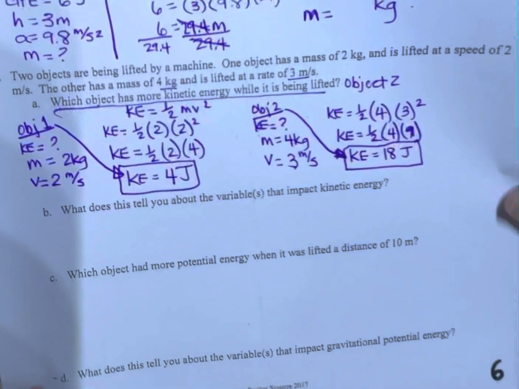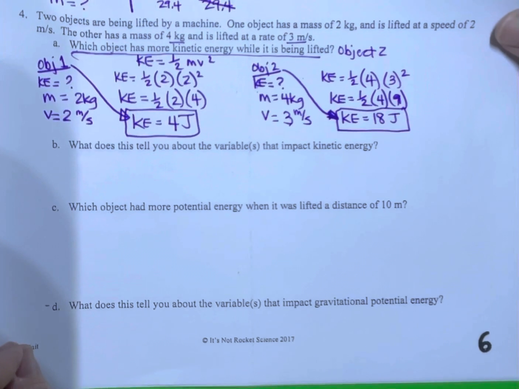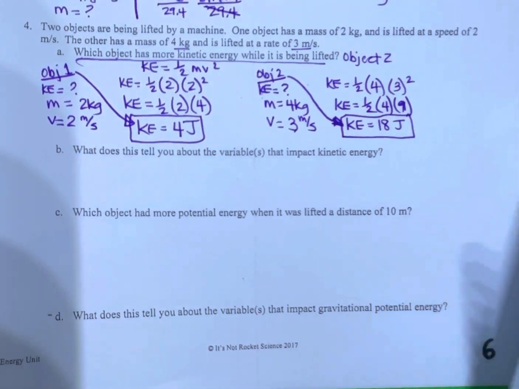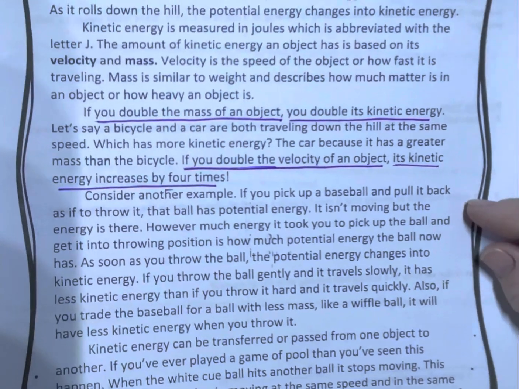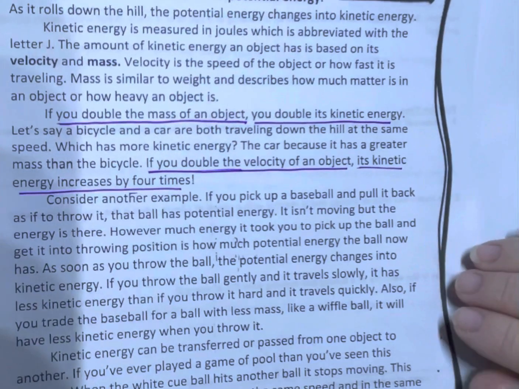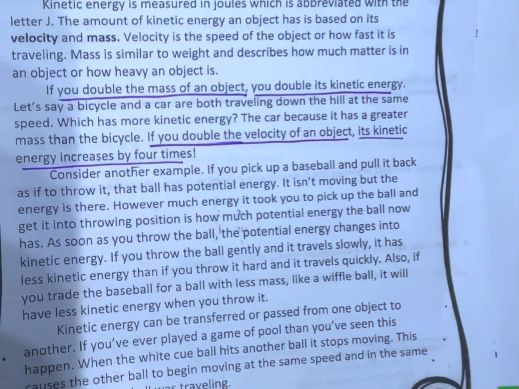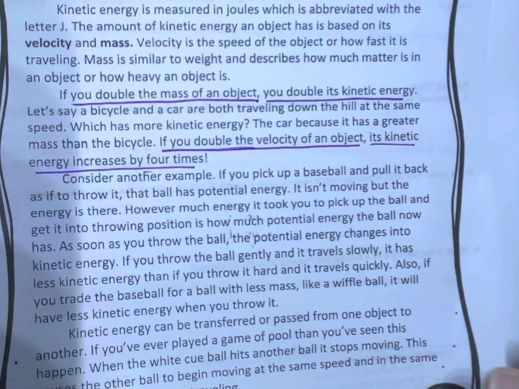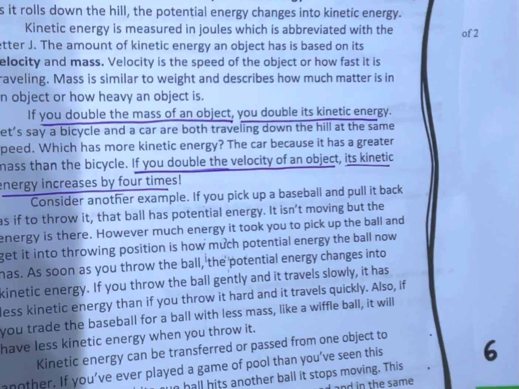And then letter B says, what does this tell you about the variables that impact kinetic energy? The best answer I had for that is what is listed in your unit packet on the reading page for kinetic energy. It says, if you double the mass of an object, you double its kinetic energy. If you double the velocity, see those are the variables we're using to find kinetic energy, the mass and the velocity. So if you double the mass, you double the kinetic energy.